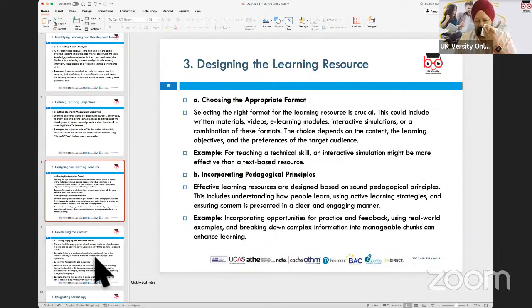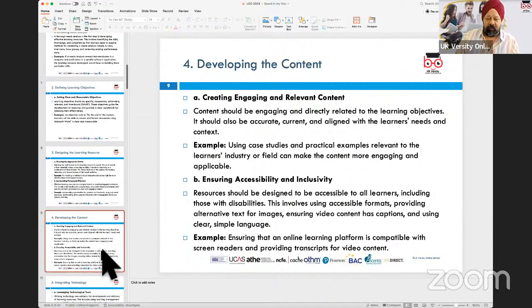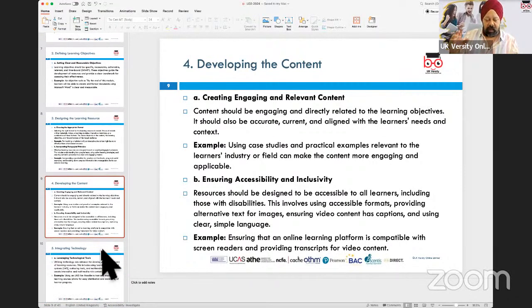Now, one of the other things that we also look at very clearly in terms of teaching and learning is developing the content. The content that we develop has to be easy enough for the learners to understand. It has to be non-ambiguous. It has to have practical examples or real-world examples, as we would say, so that there is a balance between the theory part and also the practical application part.